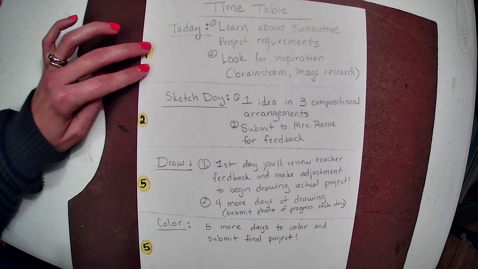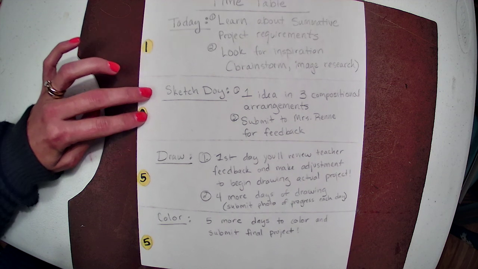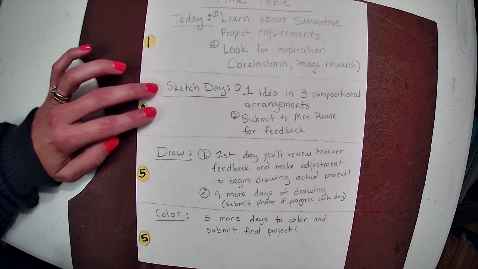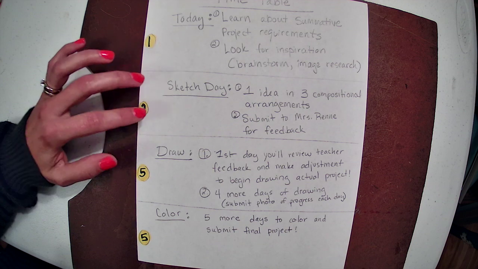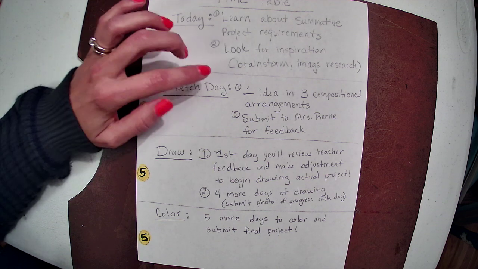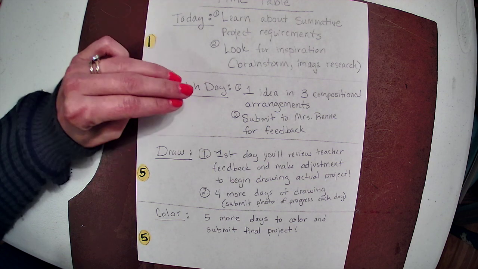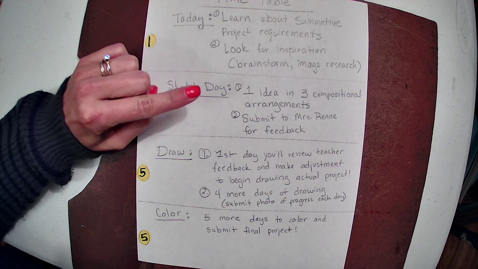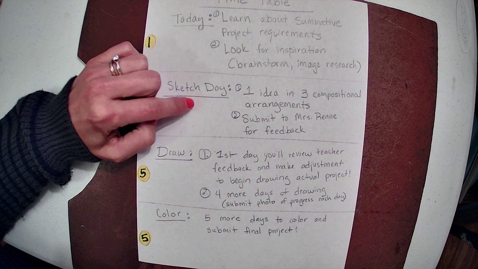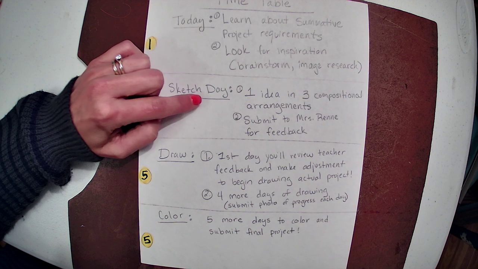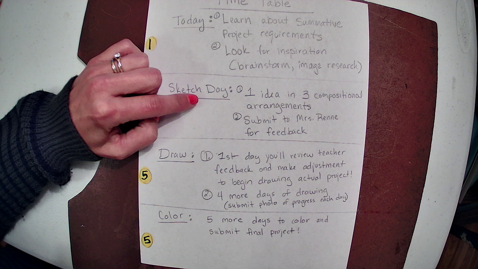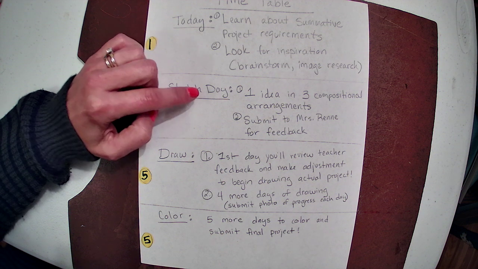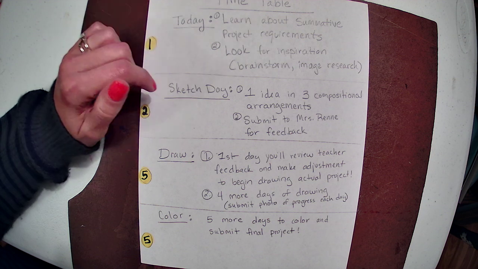But after day one, on day two, you're going to end up doing what I call the sketch day. This is where we're going to create 3 compositional arrangements of one idea. So by the second day, you need to have your idea whittled down at least to a main concept that you can then begin to sketch out. You might remember this week we practiced compositional arrangements, putting the horizon line high-low, doing different viewpoints.